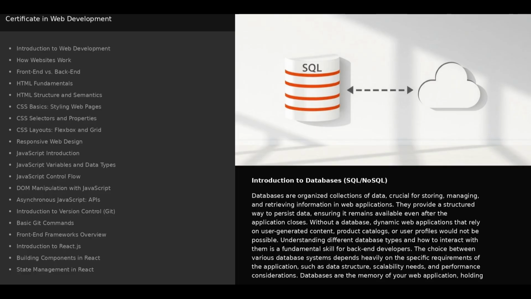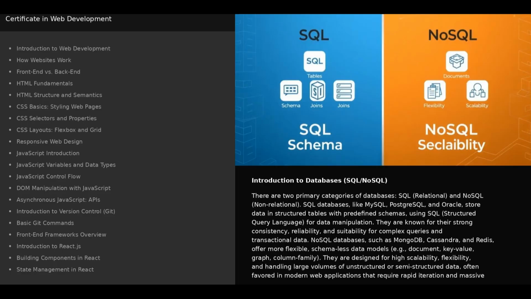Understanding different database types and how to interact with them is a fundamental skill for back-end developers. The choice between various database systems depends heavily on the specific requirements of the application, such as data structure, scalability needs, and performance considerations. Databases are the memory of your web application, holding all the persistent information. There are two primary categories of databases: SQL relational and NoSQL non-relational.